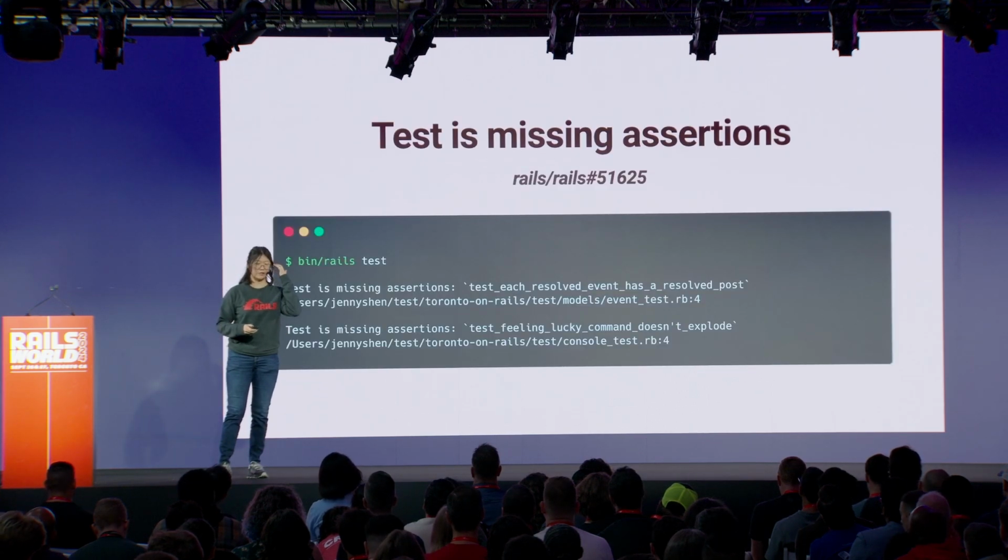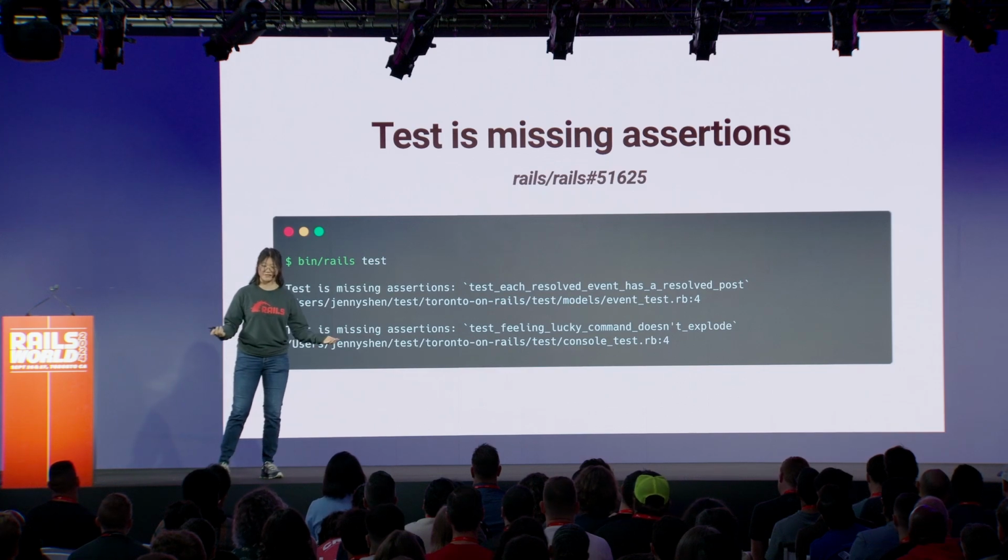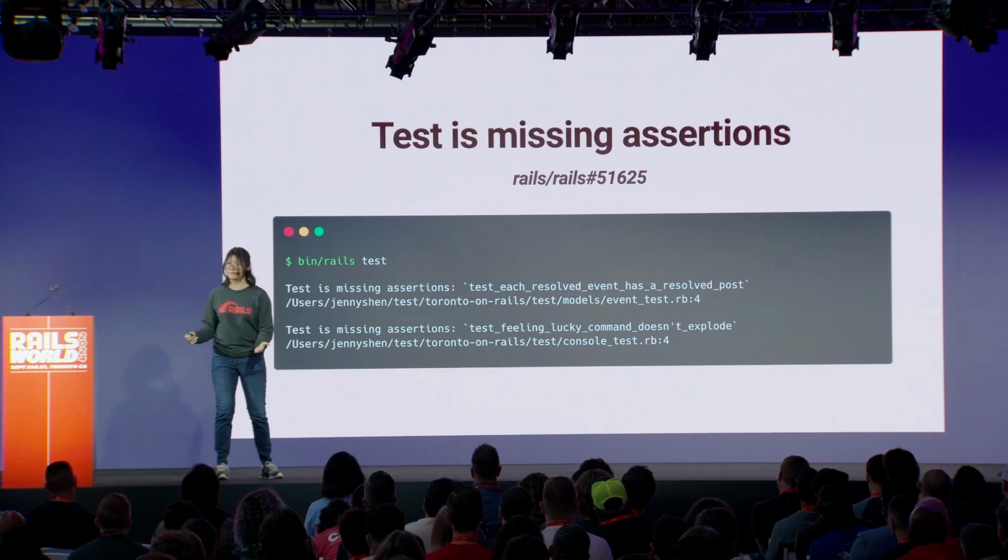In 7.2, when you run tests, Rails will now notify you if a test doesn't have an assertion. This is pretty simple, but is very good since not having an assertion can indicate that a test is broken. Like in this example, I want to test if a resolved event record has a resolution record associated. But if there are no events to begin with, then the assert is never reached and the test should be fixed.